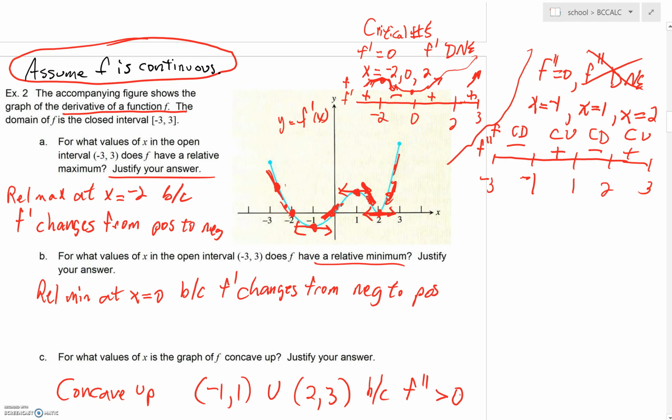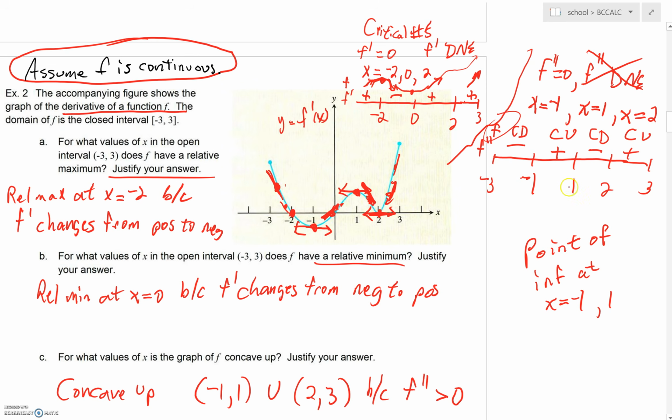Okay? Well, here's the other thing. I know we didn't have to answer this in a particular question, but let's see points of inflection. Do we ever see a change in the sign of the second derivative? We do. Look at x equals negative 1. Your second derivative changes from negative to positive. That is, f changes from concave down to concave up.